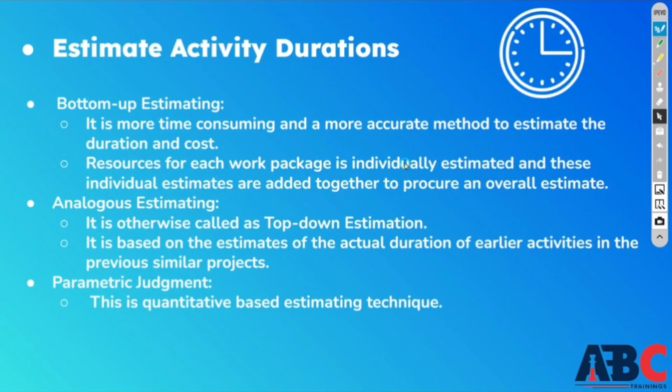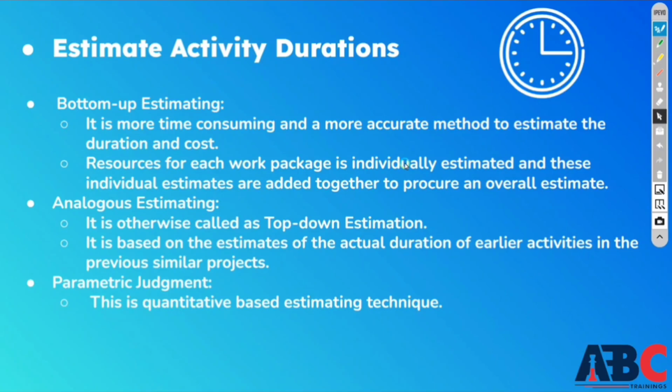So what is the difference between these 3? First of all, bottom-up estimation is the more time-consuming and more accurate method to estimate the duration and cost. You can take more time in this method, because we consider every resource: how much time will be required for it, how much time is available for one resource, and the time it will take to perform the activity. After considering all these things, we individually calculate the duration of the project or specific activity.